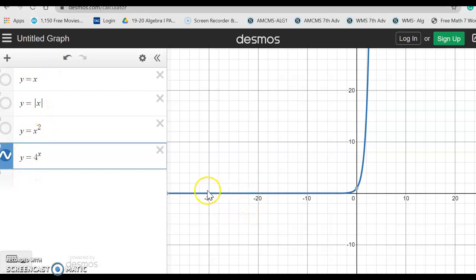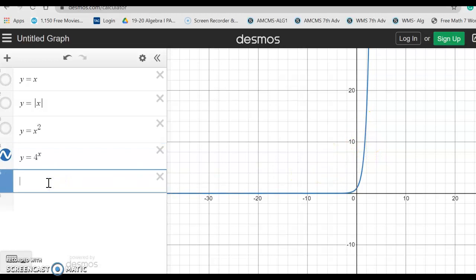So this is called exponential growth. It never touches the x-axis. If you zoomed in, it doesn't. It starts here, and then all of a sudden it just grows pretty fast. It explodes.